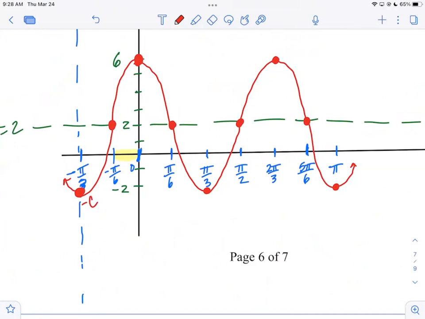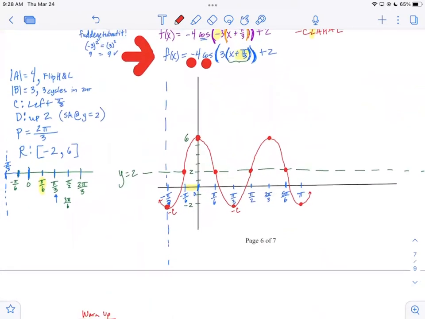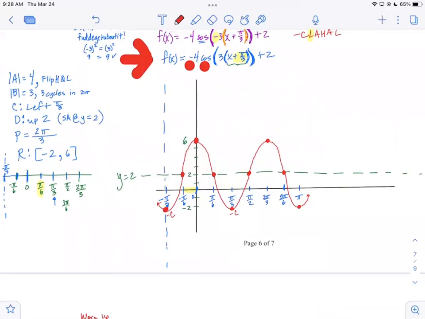If we want to write another negative cosine, all we'd have to do is find another low point. Do we see another low point? Yeah, there's one at pi thirds. How far apart are negative pi thirds and positive pi thirds from each other?